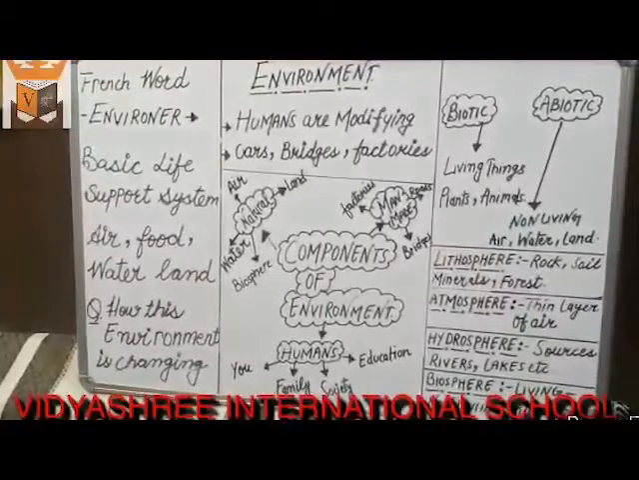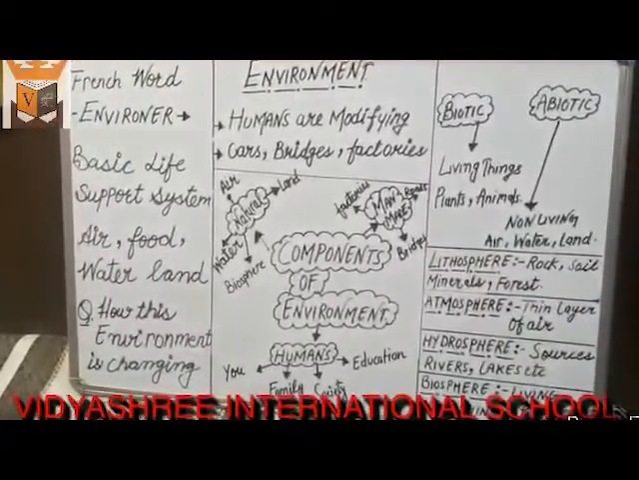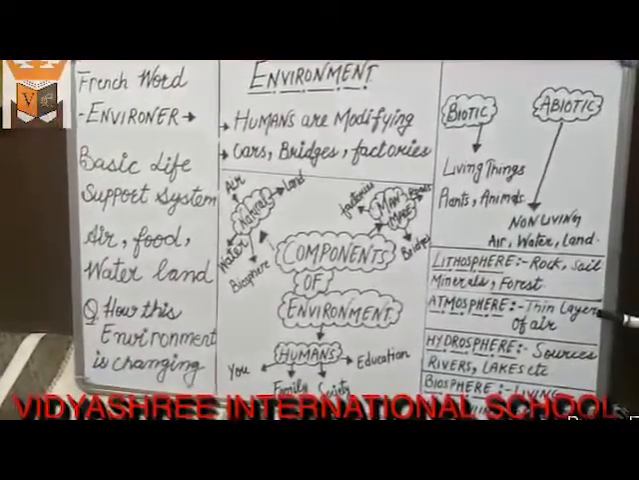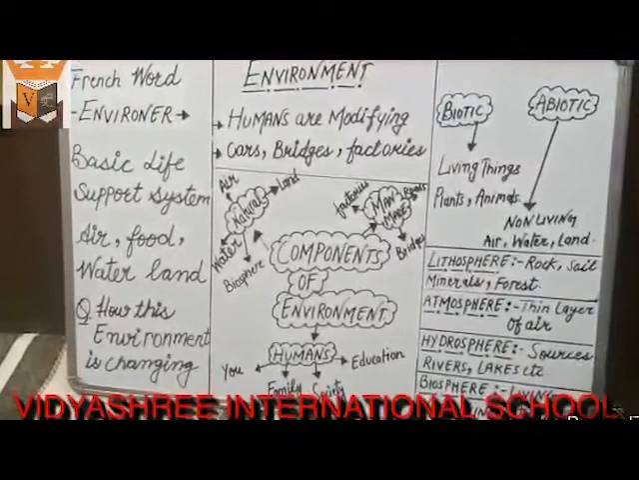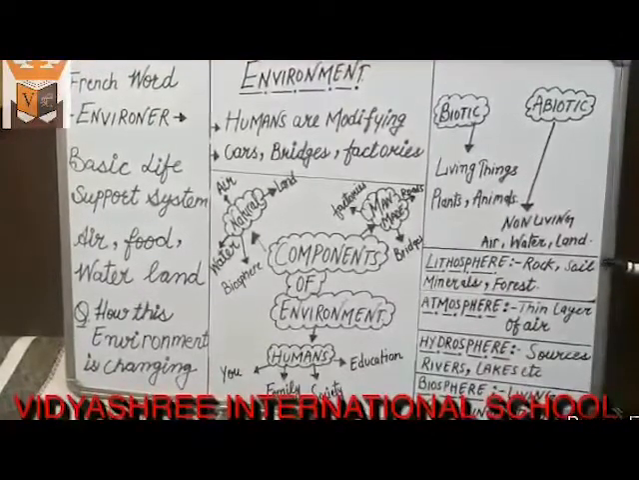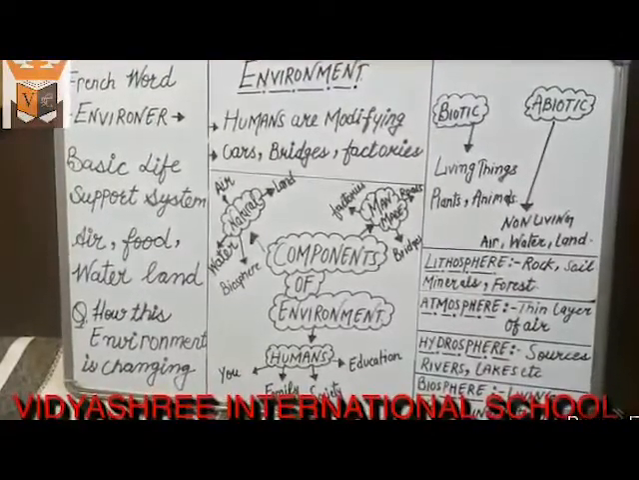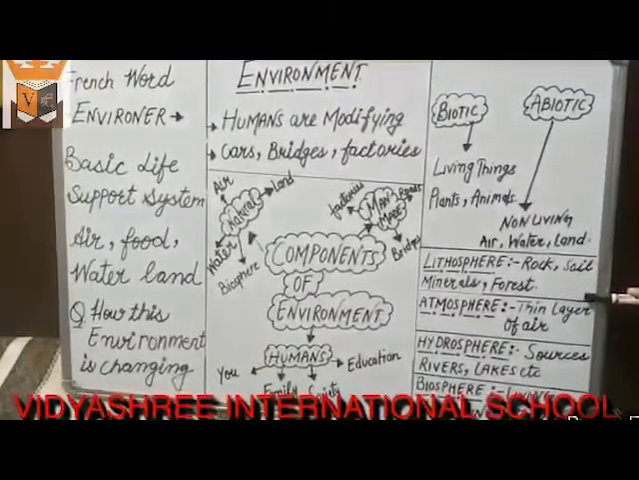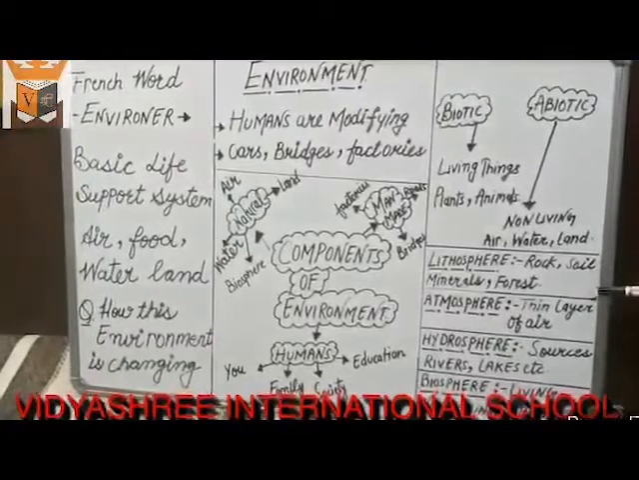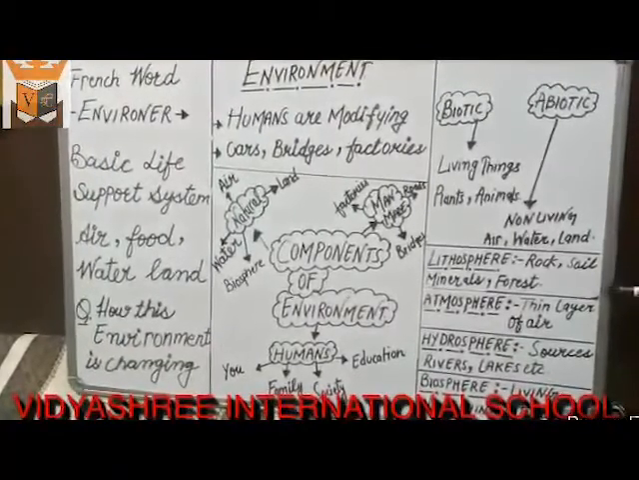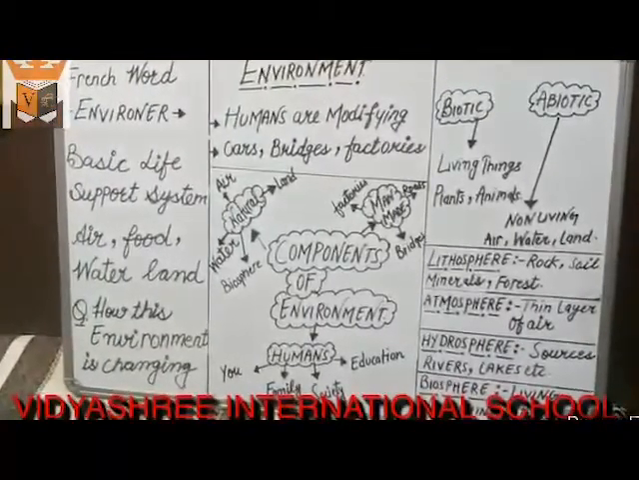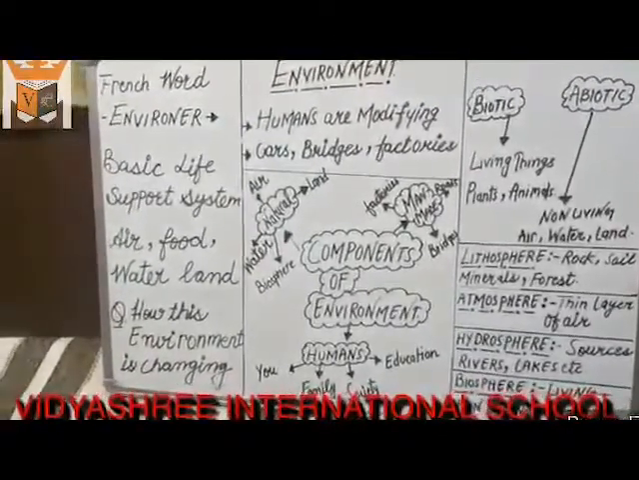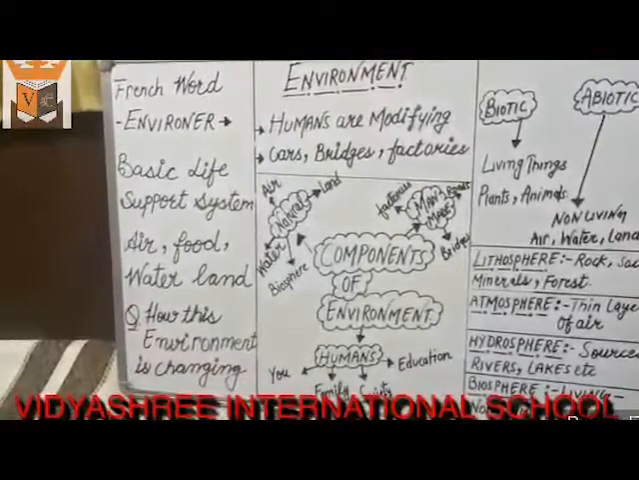Now the next topic I want to discuss with you is the domains of the environment, which are lithosphere, atmosphere, hydrosphere, and biosphere. So first of all, I want to discuss the lithosphere. What is lithosphere? It is the solid crust or hard top layer of the earth. It is made up of rocks, minerals, and is covered with a thin layer of soil. It also provides us grassland, agricultural land, mineral wealth, etc.